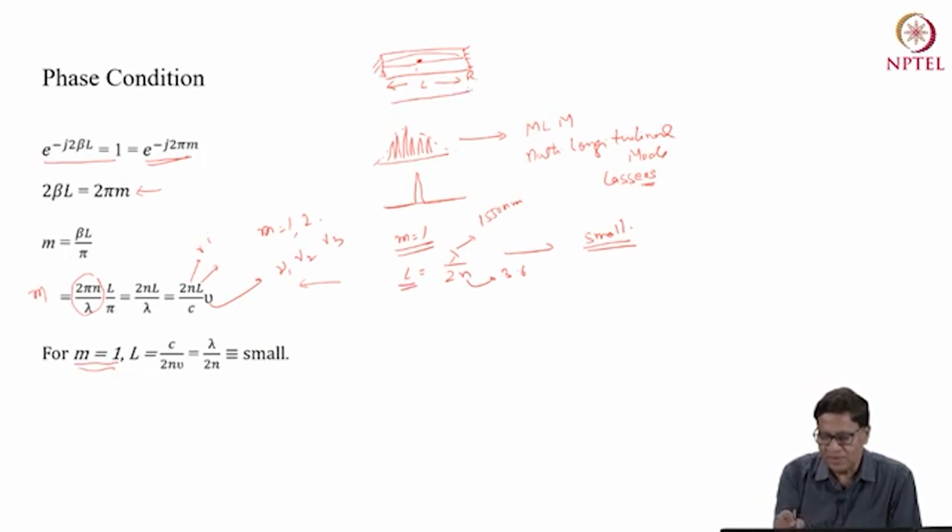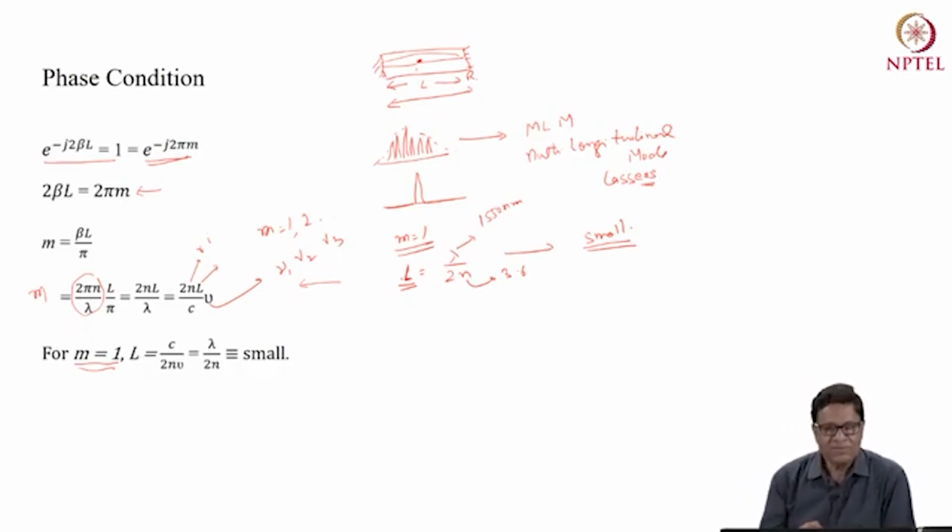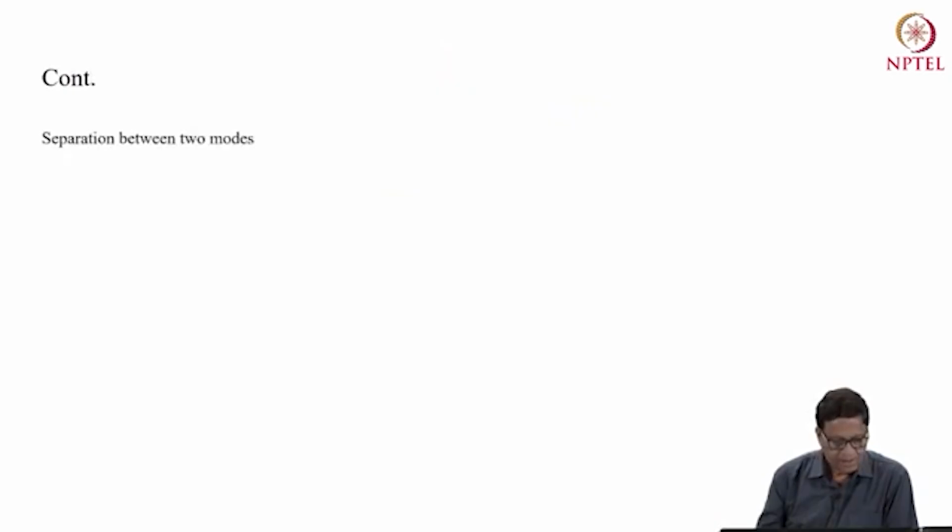When this L is very small, such a source cannot emit high power. Otherwise it will get burned, because the power generated per unit area will be very high. So if you want a single mode laser, one has to keep the laser cavity length very, very small, and you may not get good enough power if your L is very small.